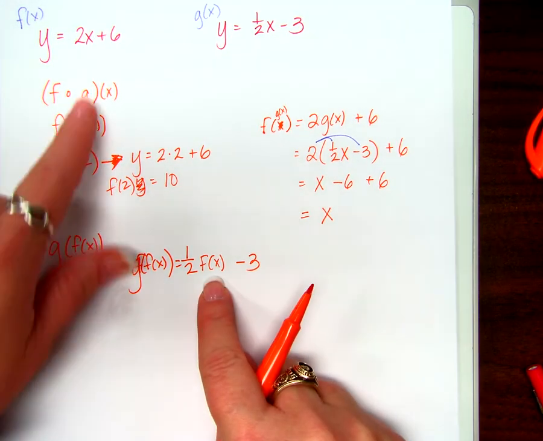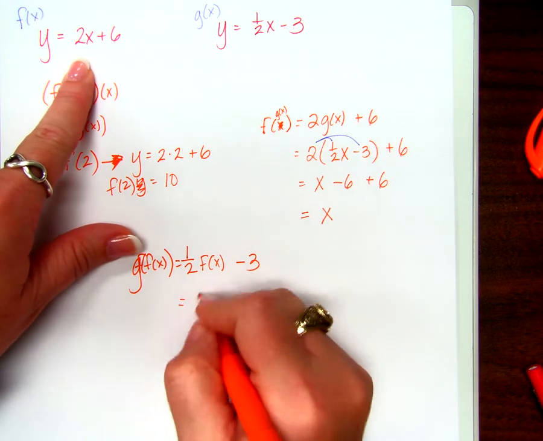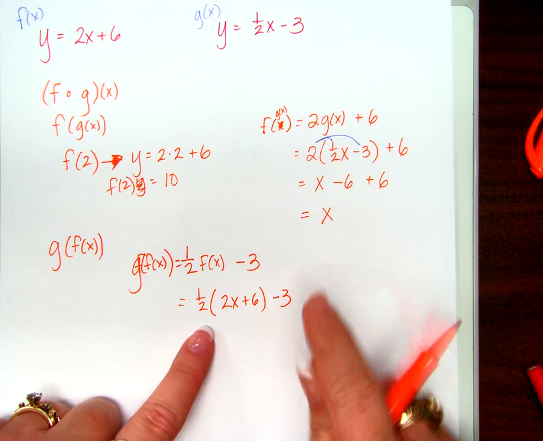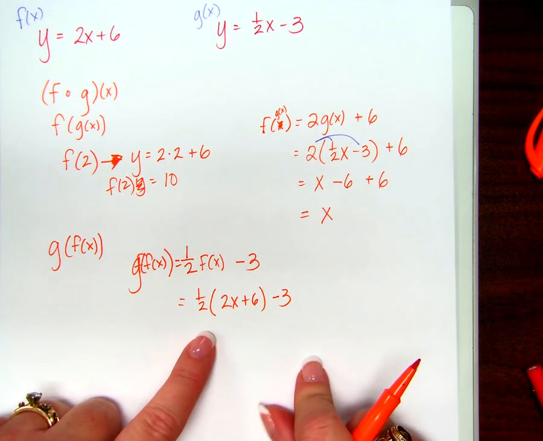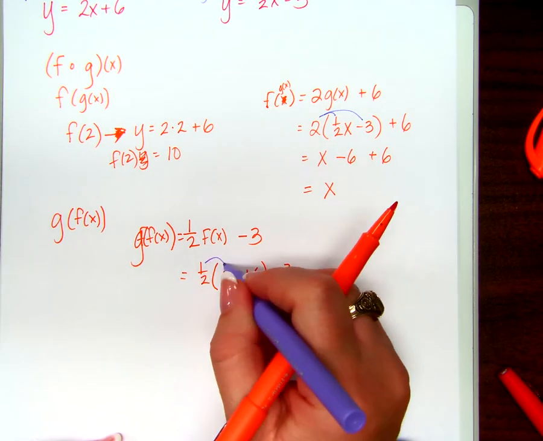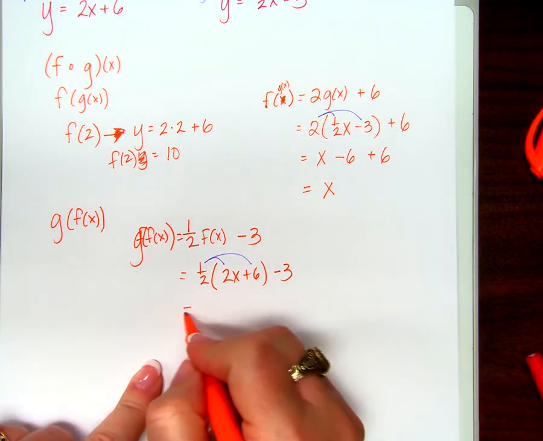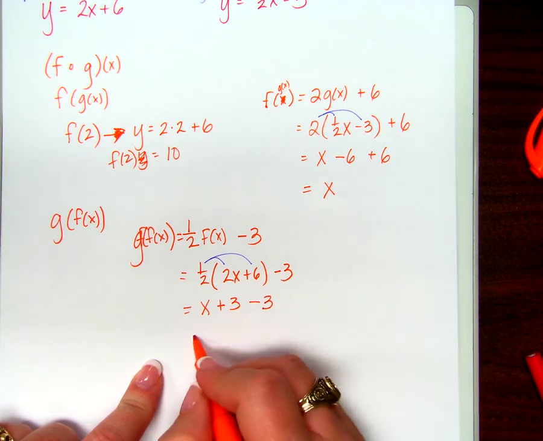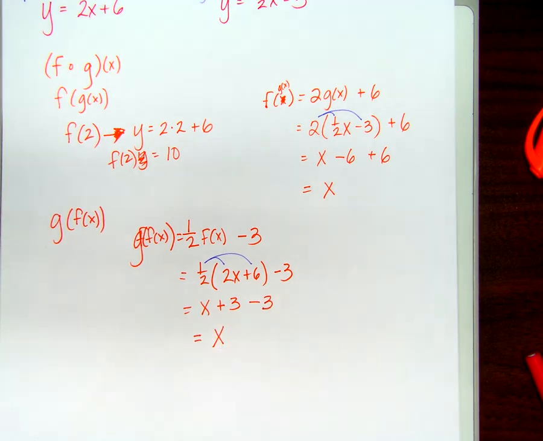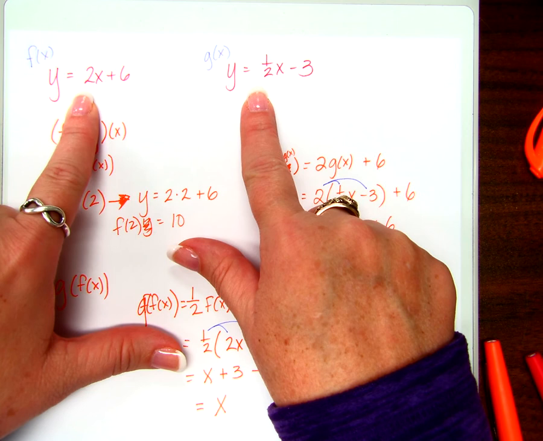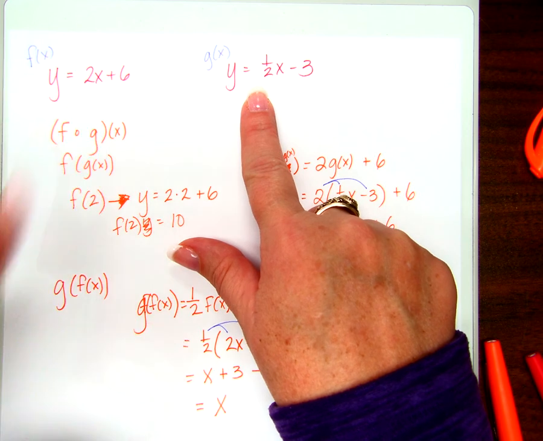Well, do I know what f of x is? I do, right? So 1/2 times 2x plus 6, and then minus 3. So let's distribute here and here, and I get x plus 3 minus 3. Huh. What kind of relationship did these two functions have to begin with? Do you remember? Remember where these came from?